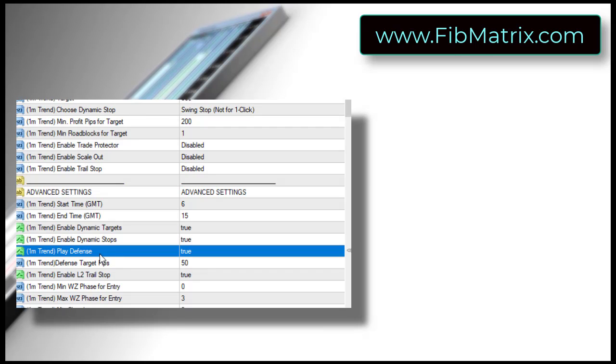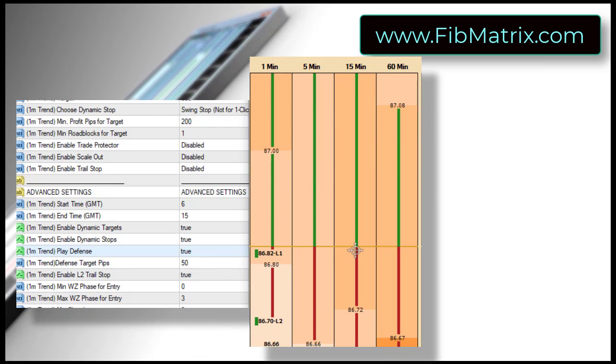Play defense while you're in a trend trade. What obviously you want to see is for the L1 to stay above the L2. But if you're in the trade and say it's not working and price maybe floats down a little bit, causing the L1 and L2 to change positions. Okay, so now the L1 is below the L2.